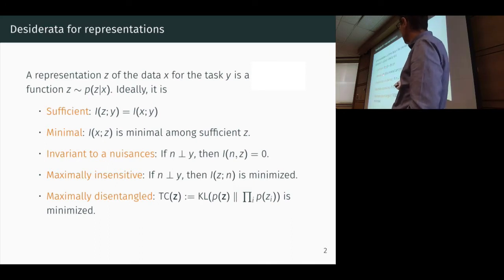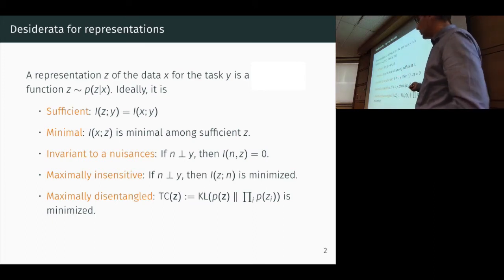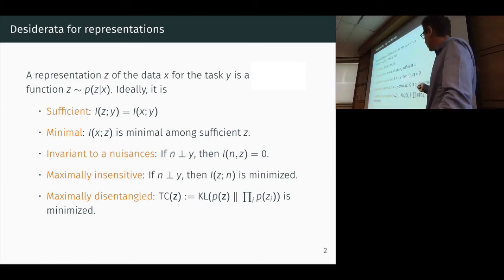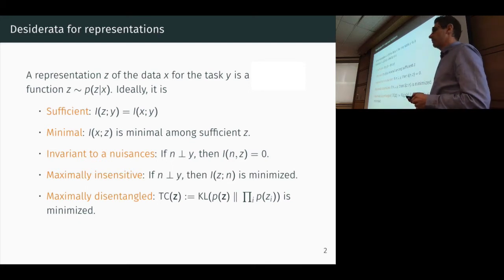You also want it to be minimal, meaning that among all the representations that are sufficient, you want one that knows as little as possible about the data, throws away as much of the data as possible. Okay? You want it to be invariant to nuisances, or if there are random variables that are independent of the task, then you would like the mutual information between that and the representation to be 0, or at least to be small, in which case I say insensitive as opposed to invariant. And then ideally you would like the components of this representation to be independent. So total correlation, also known as multi-information, is a quantity that's 0 if the components are all independent.